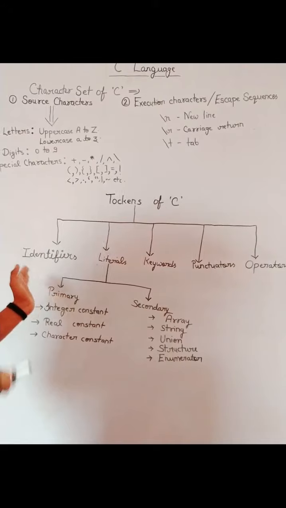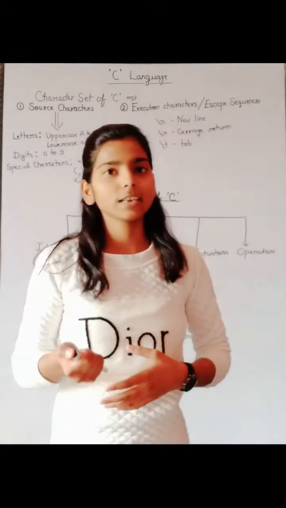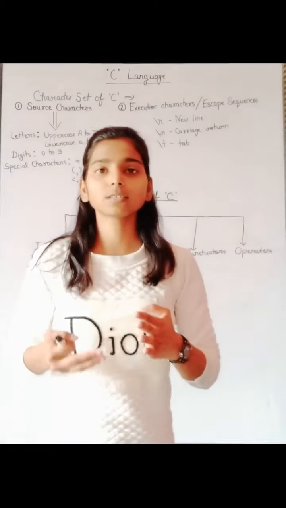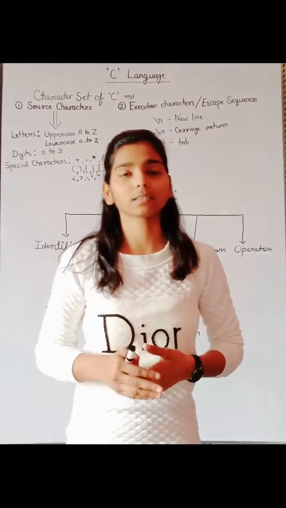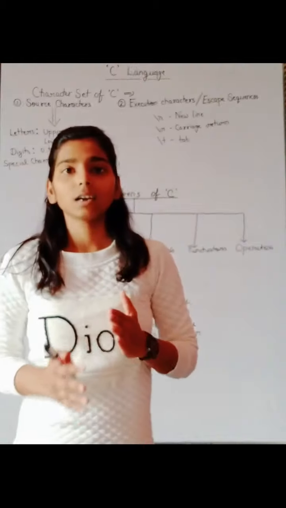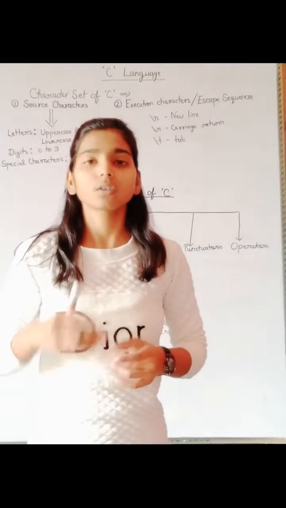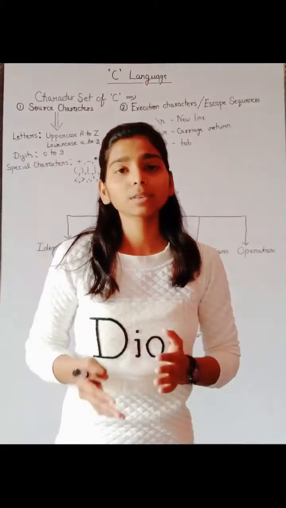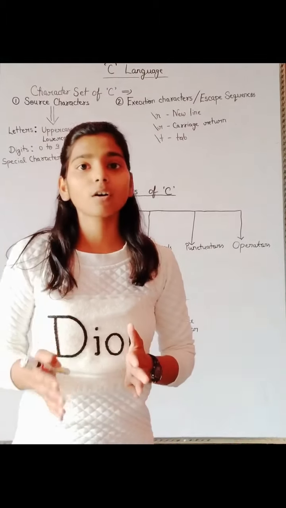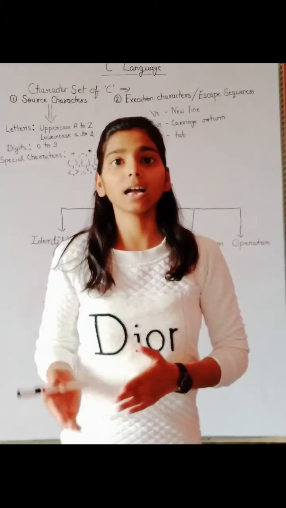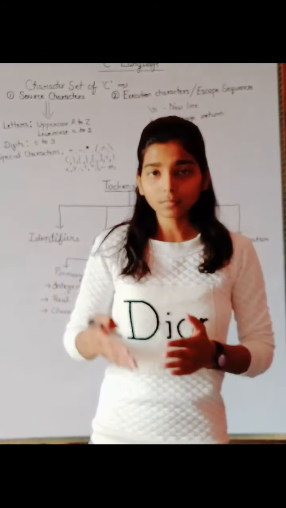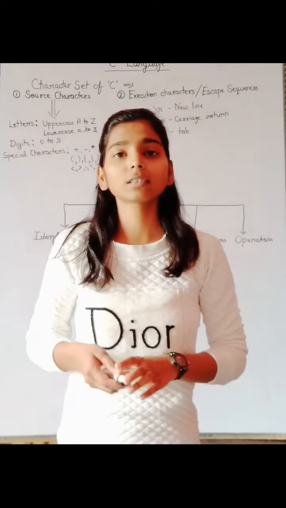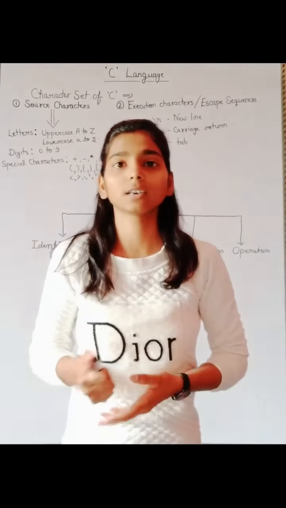So we will talk about identifiers. What is an identifier? After learning basic letters, we start making words, and in C language these words are known as identifiers. Identifiers are the names of variables, functions and arrays. These are user defined names and consist of a series of letters and digits, but the first character of an identifier should be a letter, not a digit.